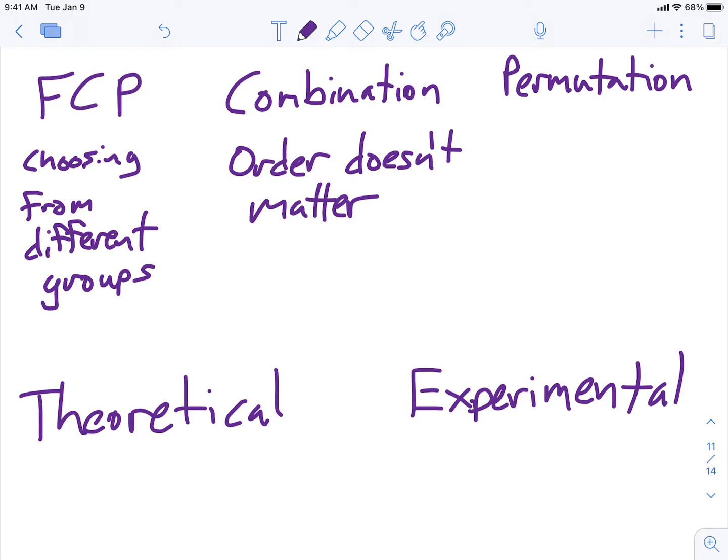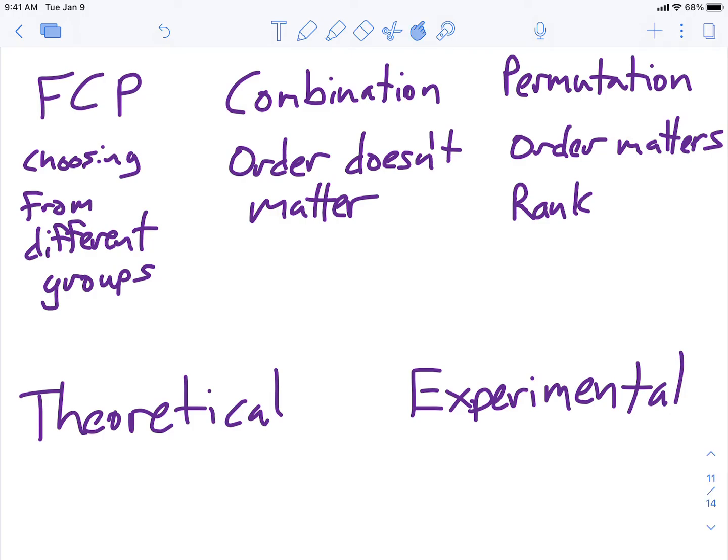Permutation, however, order does matter. And this is typically if you are ranking something. So if we're looking at ranking first, second, or third, gold medal, silver medal, bronze medal type thing, or like president, vice president, secretary, those are all super common ones in high school math.